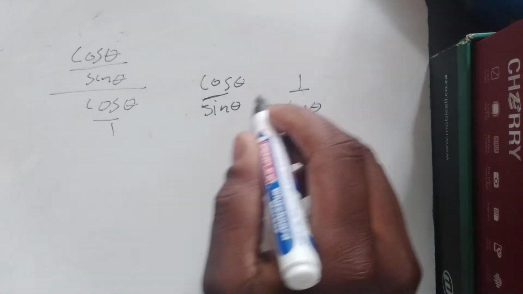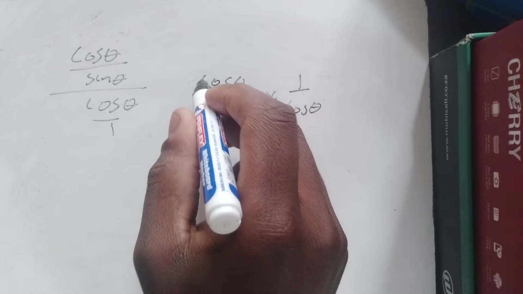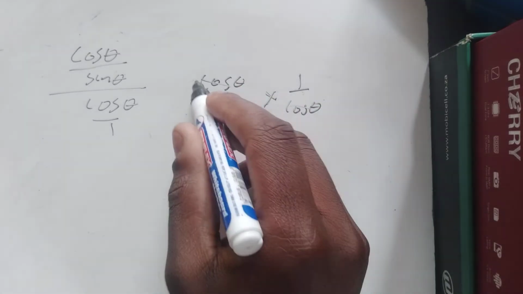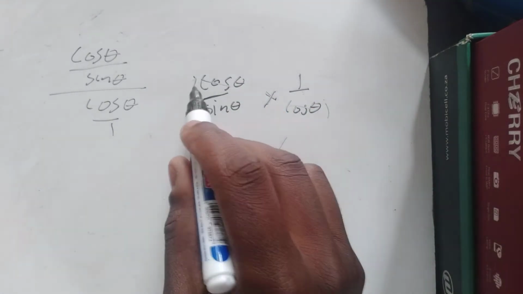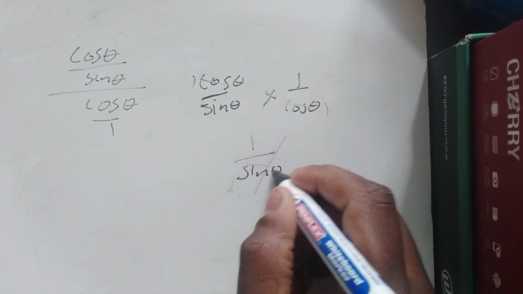And then we change the division sign into multiplication. And check it out, this cancels out because they're the same, and it leaves 1, 1. So now 1 times 1 is 1, sine times 1 is sine. So the answer we're left with is 1 over sine.